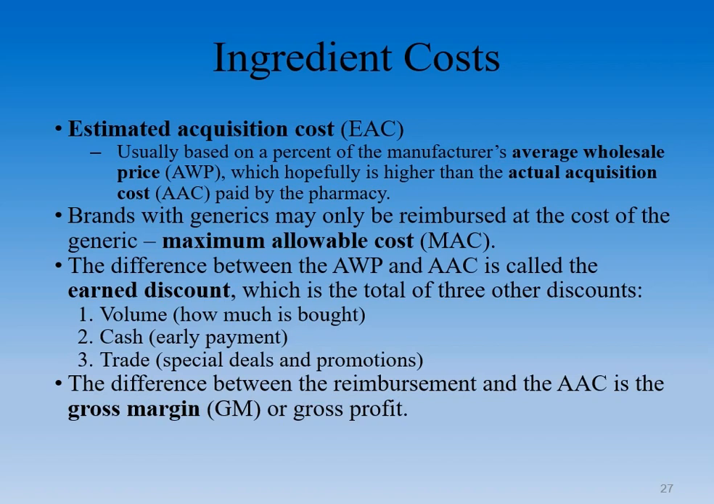You need to know estimated acquisition costs, or the EAC, is usually based on a percent of the manufacturer's average wholesale price, which hopefully is higher than the actual acquisition cost paid by the pharmacy. Brands with generics may only be reimbursed at the cost of the generic, which is the maximum allowable cost, often called MAC. The difference between AWP and AAC is called the earned discount, which is a total of three other discounts, those being volume, cash, and trade.